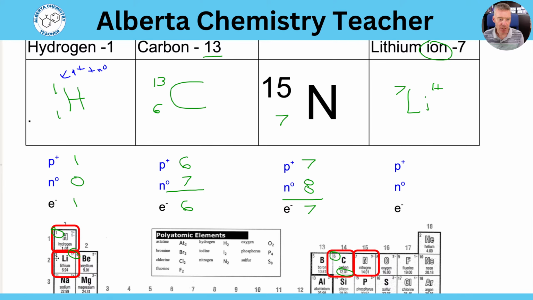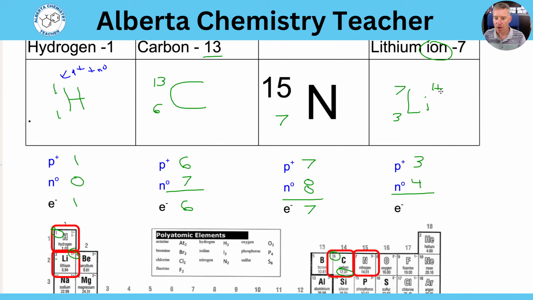number, which is 3. So the proton count is 3. The neutron count is the difference between the 7 and the 3, which is 4. So there's our 7. And now the electron count. It's not going to be 3. It's either going to be an addition or subtraction of 1.